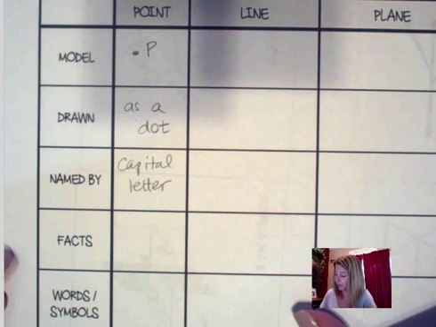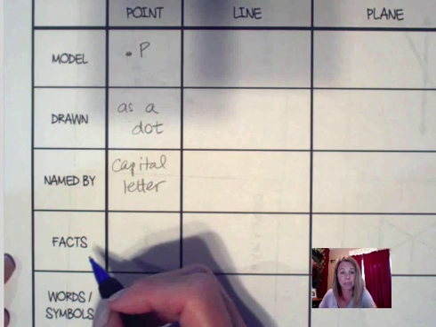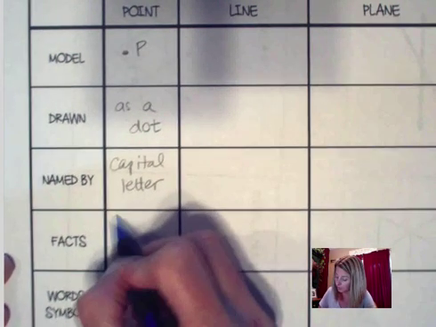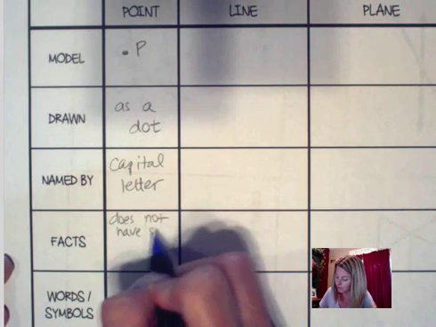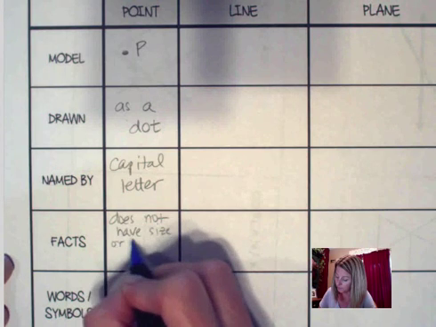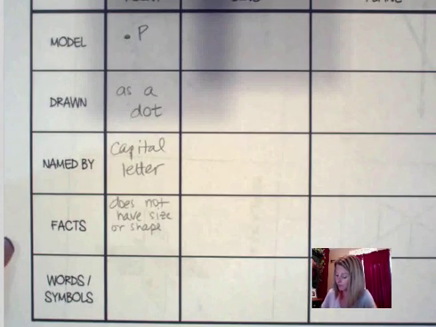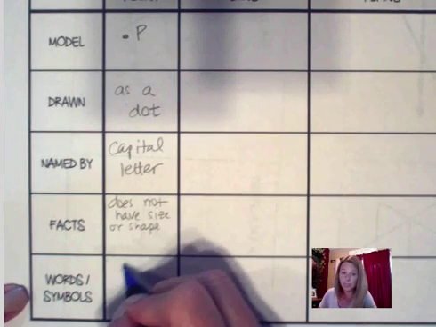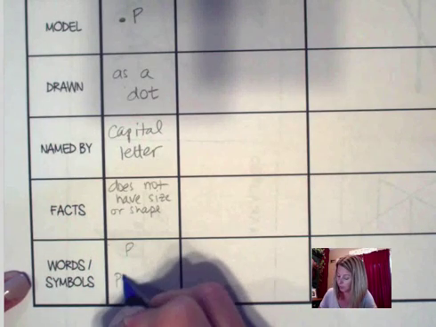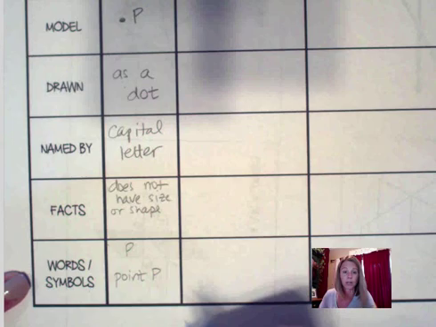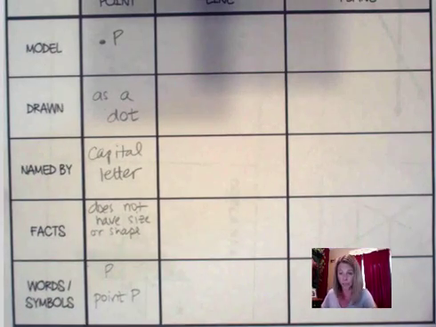A couple facts about a point is it does not have size or shape. It cannot be defined by a certain size. So does not have size or shape. It's one of the most basic ideas in geometry. And then for words or symbols, sometimes the capital letter is how we name it. Or sometimes you can actually write the word point and then whatever the point's name is. Okay, so those are some of the facts about a point.